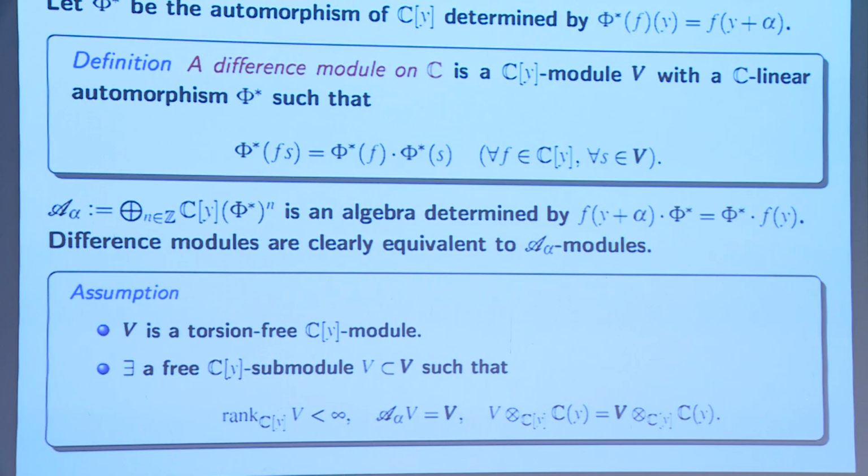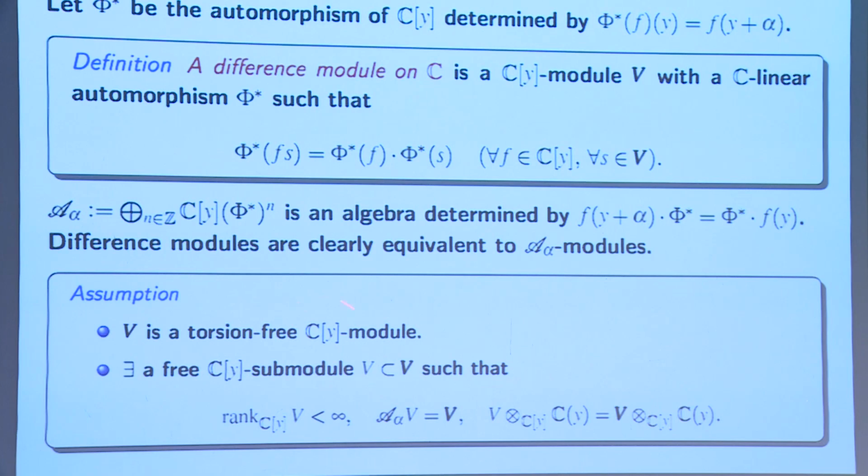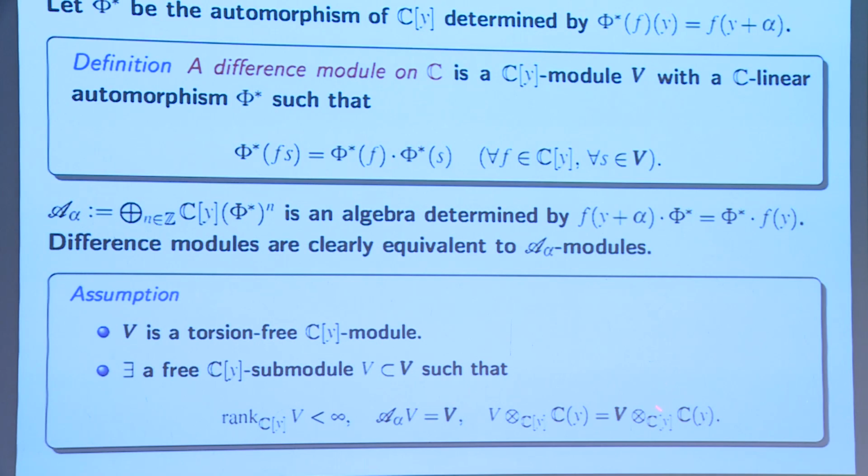And maybe this is rather technical, but in my study, I always assume torsion freeness and finiteness conditions. I mean, any difference module is torsion free as a C[y]-module over the polynomial ring. And I always assume the existence of a free C[y]-submodule of finite rank, which generates the whole module over A alpha, and generically it is the same as the whole module. So I always assume this kind of torsion freeness and finiteness.